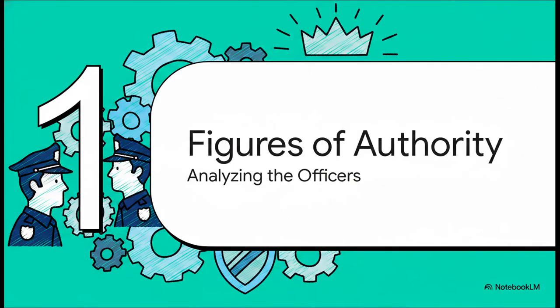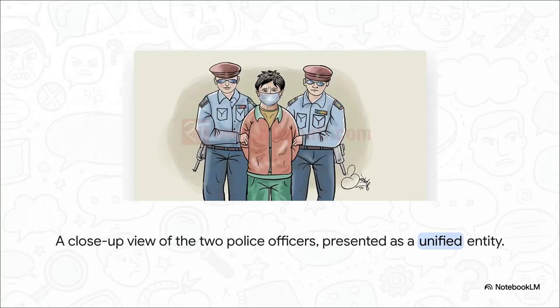We're going to start by focusing on the figures of authority, the two officers who kind of frame the entire scene. They represent the state, the system, really, the power in this whole interaction. Let's get a closer look here. The first thing you probably notice is how similar they are. I mean, they're almost perfect mirror images of each other. And you have to know, that's not an accident. That is a deliberate choice. The artist wants to portray them not as two different people, but as one single unified entity.